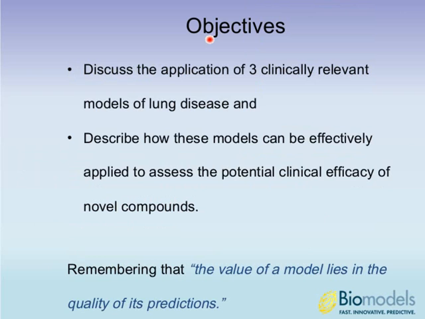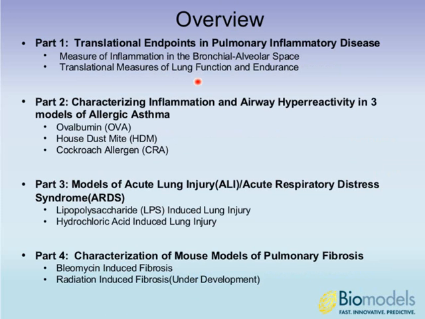Now that we have that out of the way, the scientific objectives of this talk: I'd like to discuss the application of 3 clinically relevant models of lung disease. We want to describe how these models can be effectively applied to assess the potential clinical efficacy of novel compounds. And while we develop models at Biomodels, we're always remembering that the value of the model lies in the quality of its predictions. Our talk will consist of 4 parts.